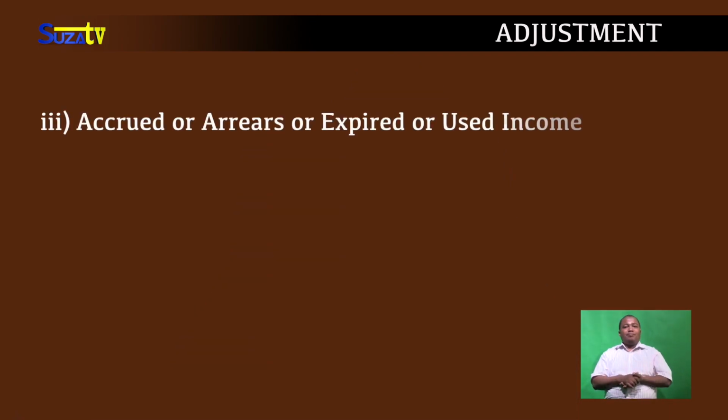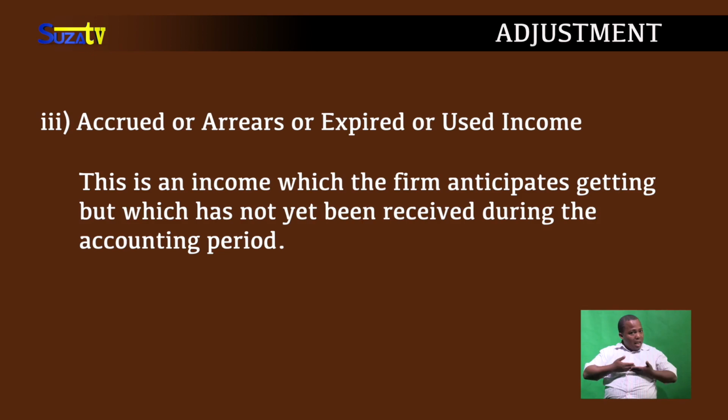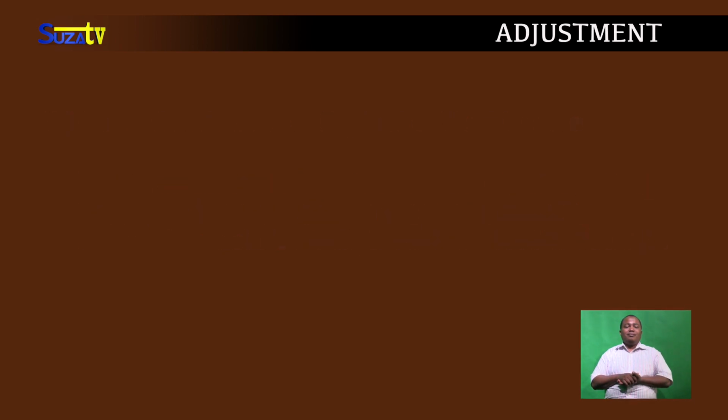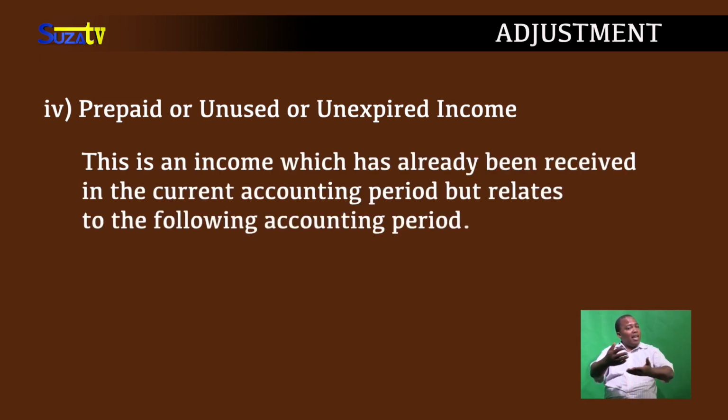Third, accrued or arrear or expired or unused income. This is the income which the firm anticipates getting, but which has not yet been received during the accounting period, for example, rent receivable. Fourth, prepaid or unused or unexpired income. This is an income which has already been received in the current accounting period but relates to the following accounting period.